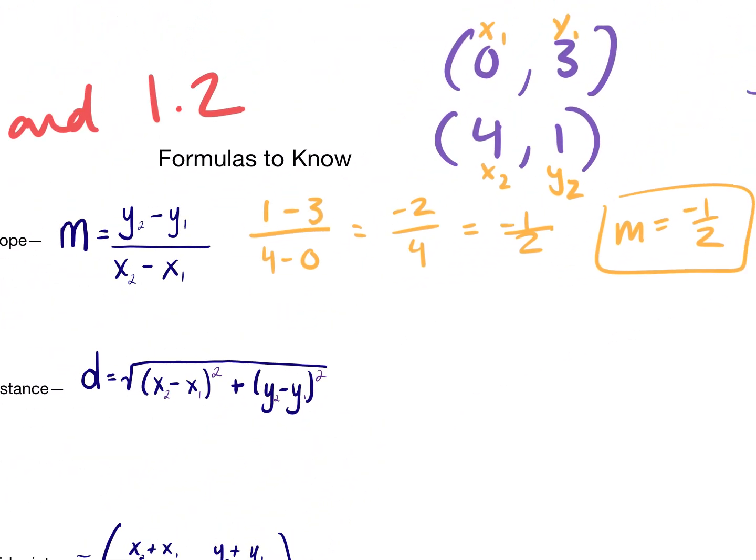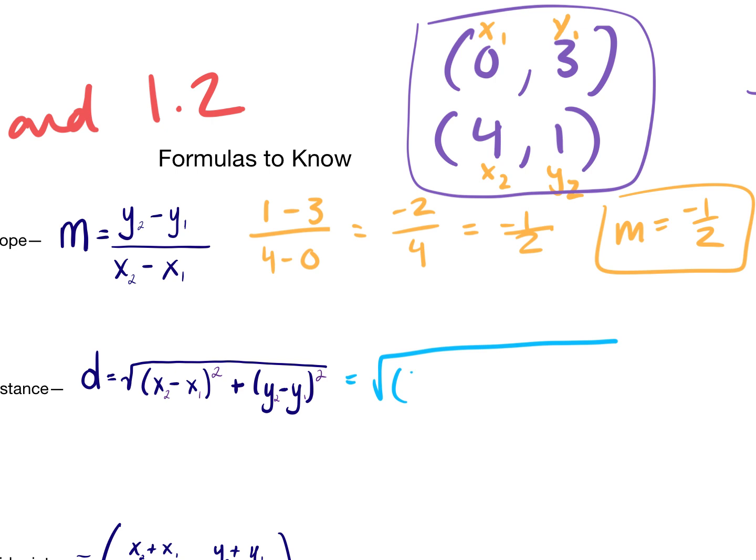Let's find the distance. We'll keep using those 2 points that we had. We'll use this as our x1, y1, and x2 and y2. So same points. The distance is the square root of x2 minus x1 squared plus y2 minus y1 squared. Again, it doesn't matter which one's your first point, as long as you're consistent with it. So we have the square root of x2 we said was 4 minus x1 is 0 squared plus y2 is 1 minus y1 is 3 squared.